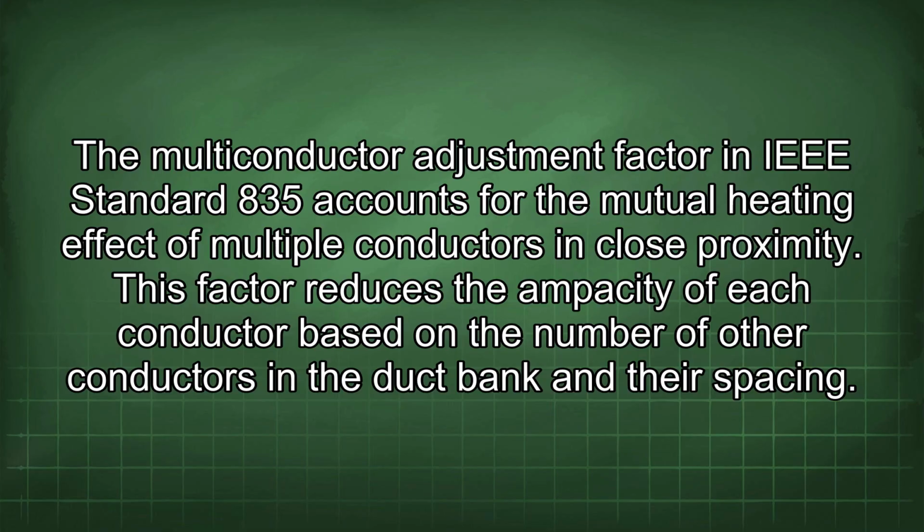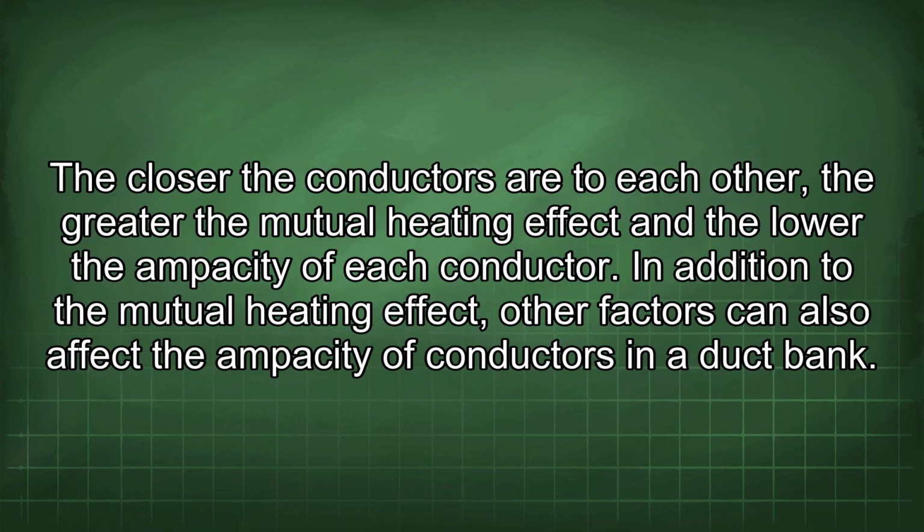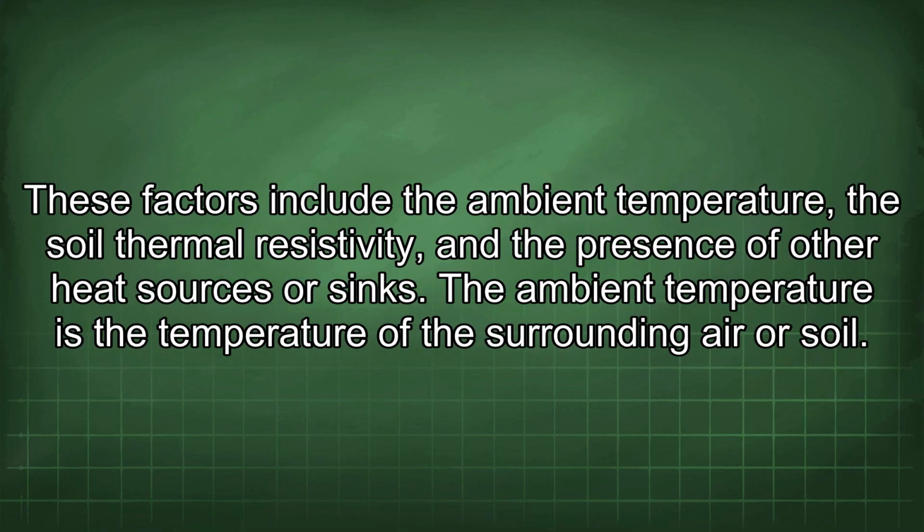This factor reduces the ampacity of each conductor based on the number of other conductors in the duct bank and their spacing. The closer the conductors are to each other, the greater the mutual heating effect and the lower the ampacity of each conductor. In addition to the mutual heating effect, other factors can also affect the ampacity of conductors in a duct bank. These factors include the ambient temperature, the soil thermal resistivity, and the presence of other heat sources or sinks. The ambient temperature is the temperature of the surrounding air or soil.